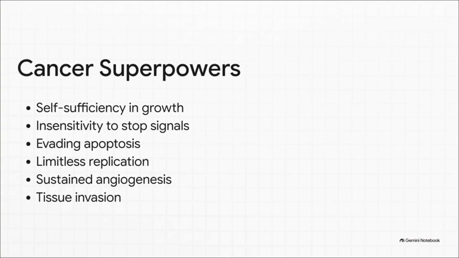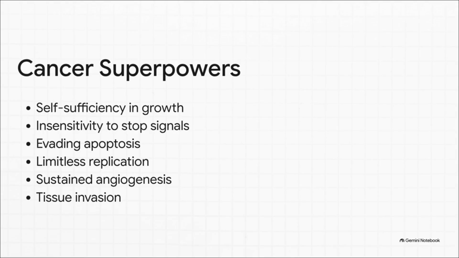So how does all this microscopic damage build into the broader, real-world behavior of a tumor? Well, using the legendary framework developed by researchers Hanahan and Weinberg, we can see that cancer isn't just one single thing going wrong. It's more like a cell acquiring a terrifying set of superpowers. Let's systematically break these down. First, self-sufficiency in growth, meaning it drives its own proliferation without even needing any external signals. Second, insensitivity to anti-growth signals. It just completely ignores the body screaming at it to stop.